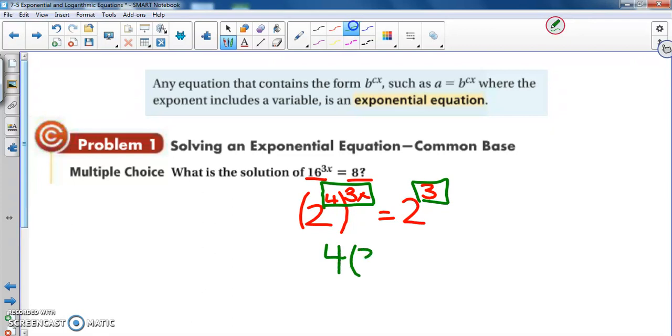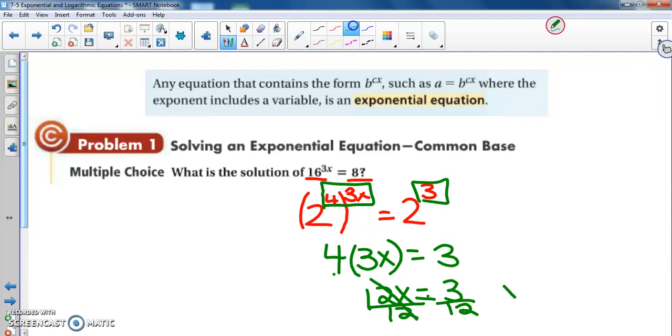So 4 times 3x is equal to 3. This is 12x is equal to 3. So x is equal to 1/4.